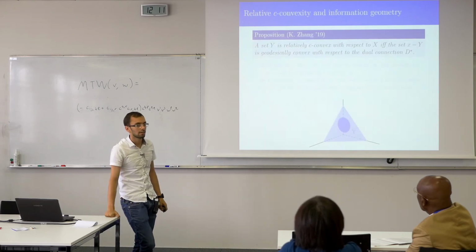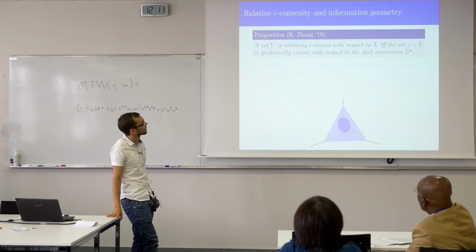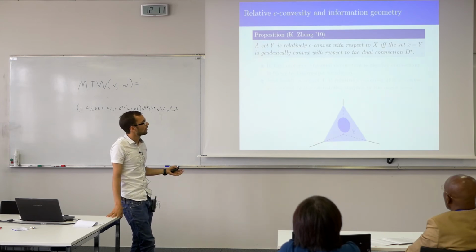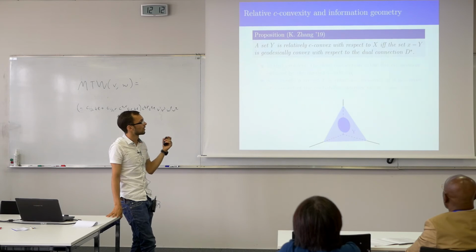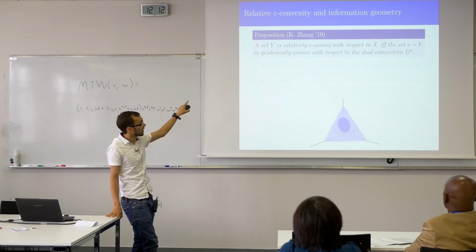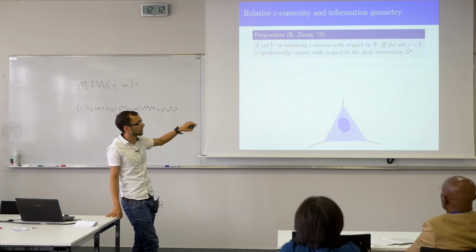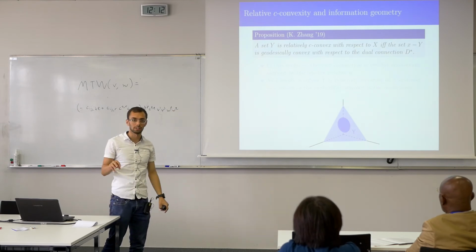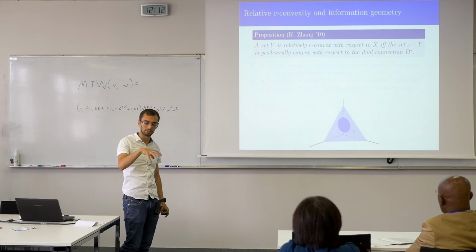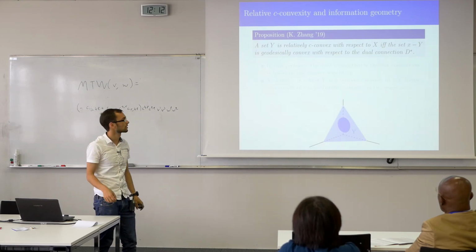So it turns out, and it's a proposition not so hard to prove, that a set Y is relatively C-convex with respect to X if for any little x in X, the set X minus Y is geodesically convex with respect to the dual connection, not the primal connection that we use to make the Sasaki metric, but the dual connection D prime.